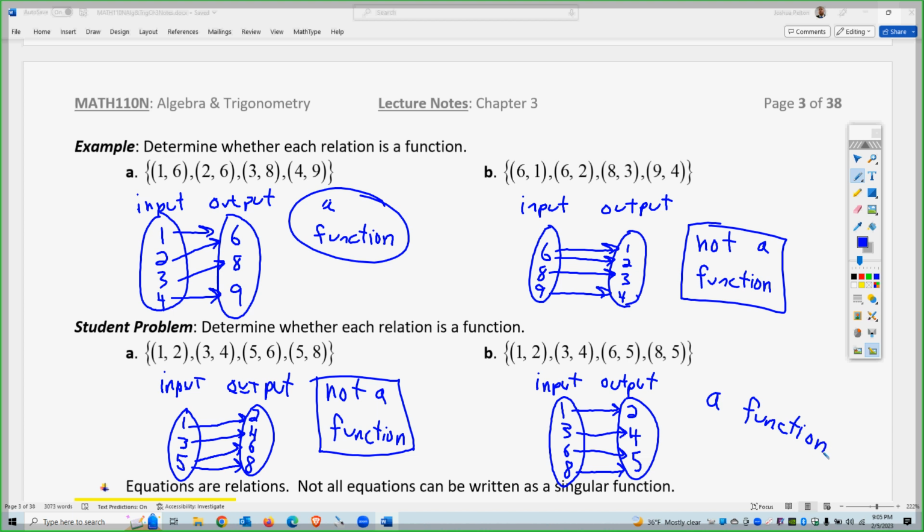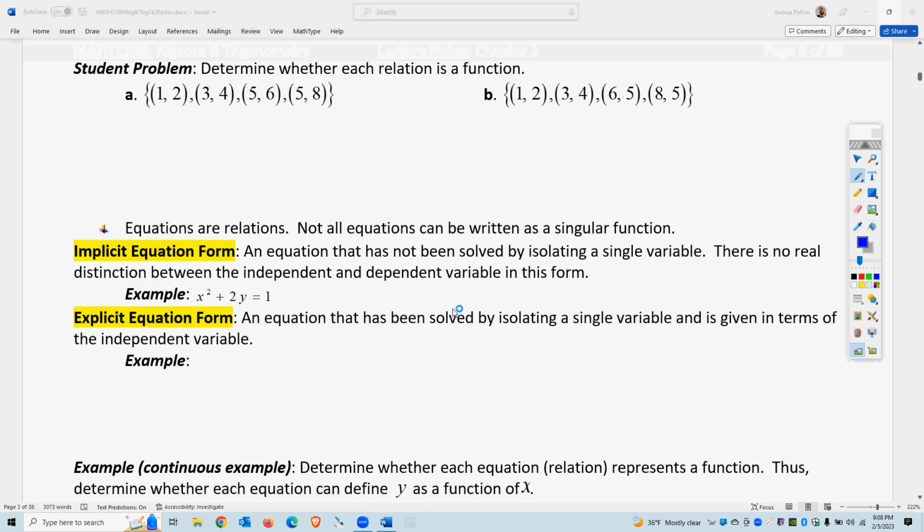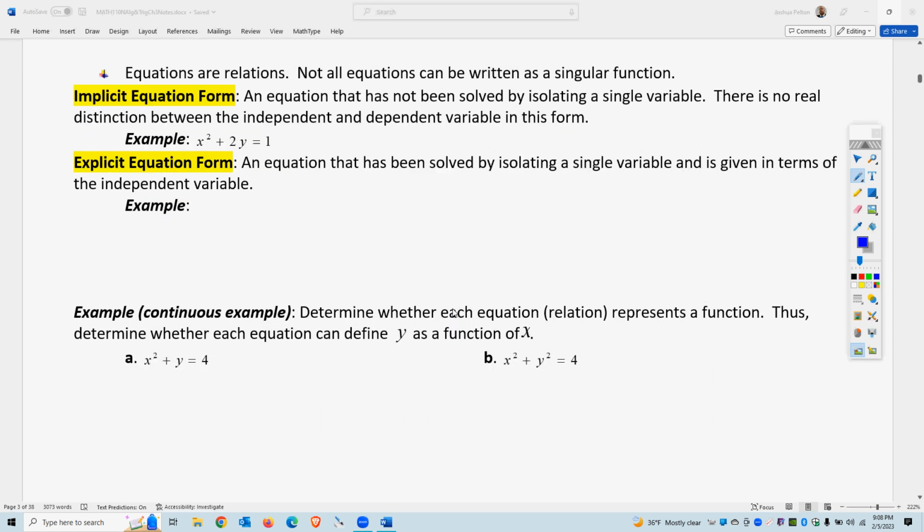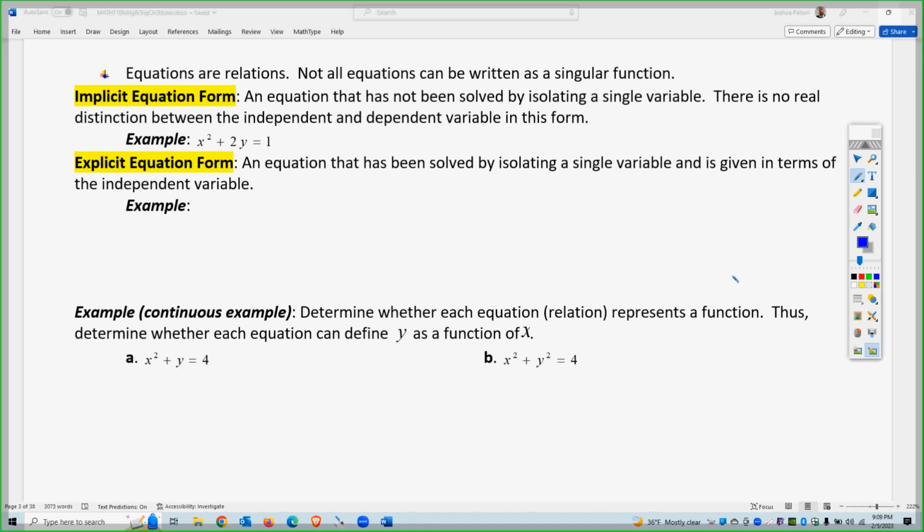Okay, and these are all finite cases or discrete cases. We can have infinite cases too, which we'll go over later on. So it'll be equations and you have infinite inputs and outputs. So you can have implicit form and explicit form of equations, which you can make tables of values that are infinite. Okay, so implicit form is an equation that has not been solved by isolating a single variable. There's no real distinction between the independent and dependent variable in this form. Explicit form is an equation that has been solved and isolated in terms of an independent variable.